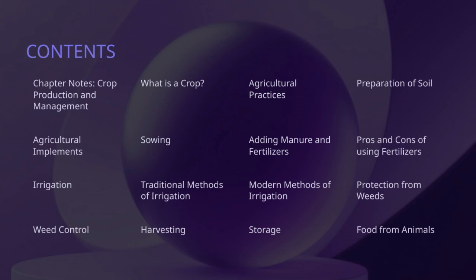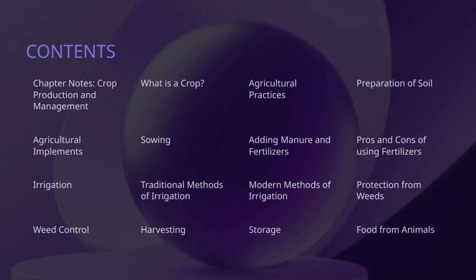First, we'll look at food from animals, which highlights the importance of livestock in providing us with meat, milk, and other products. Next, protection from weeds is crucial because weeds compete with crops for nutrients, water, and sunlight, so controlling them is vital for healthy growth. We'll also discuss the pros and cons of using fertilizers. While they boost crop yield and soil fertility, overuse can lead to environmental issues.